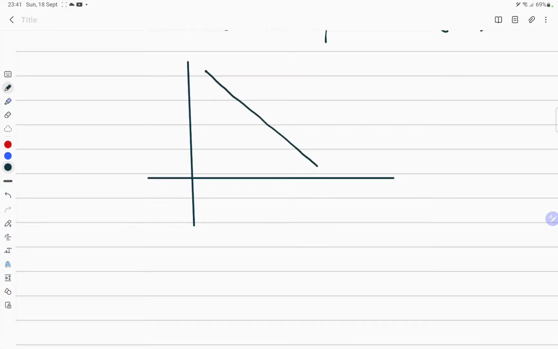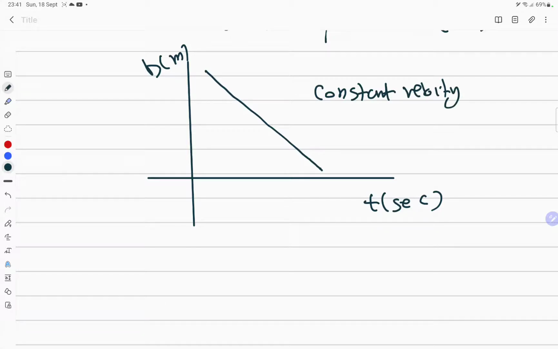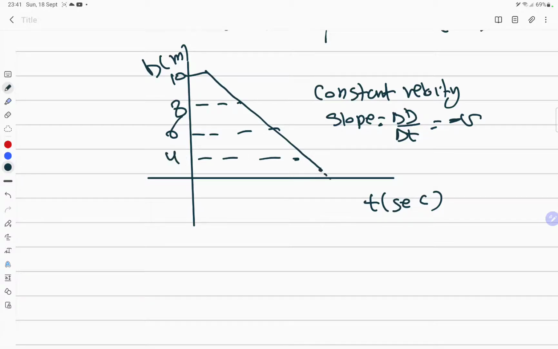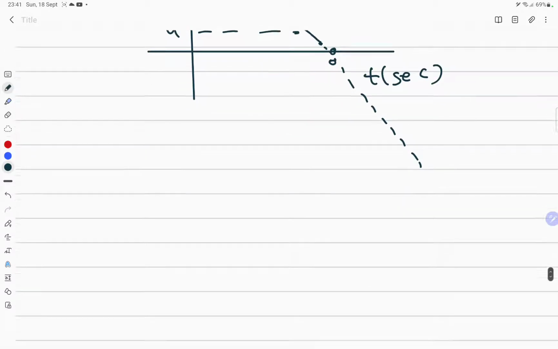The third graph here: displacement in meters, time in seconds. This describes that the object is moving with constant velocity, but in the opposite direction, which means that the slope, which is delta d over delta t, should give you negative velocity because I'm moving backward. So if my position, as an example, is 10, it becomes 8, then 6, then 4, and so on until I reach 0. Maybe I'm going backward now. So the slope here is going to give me a negative value.